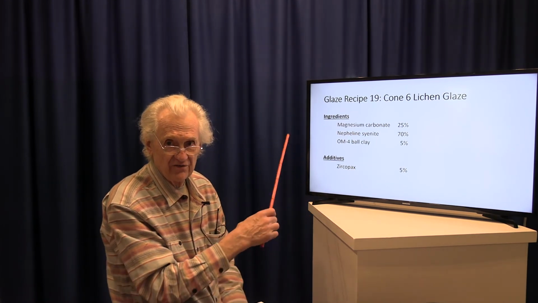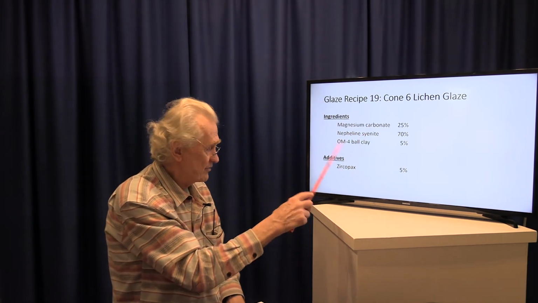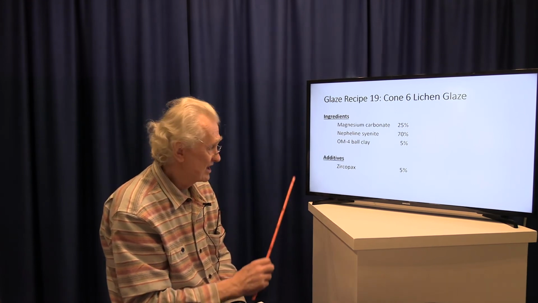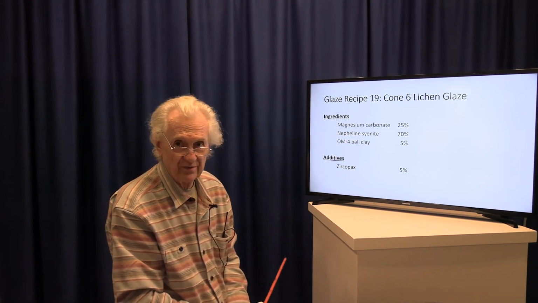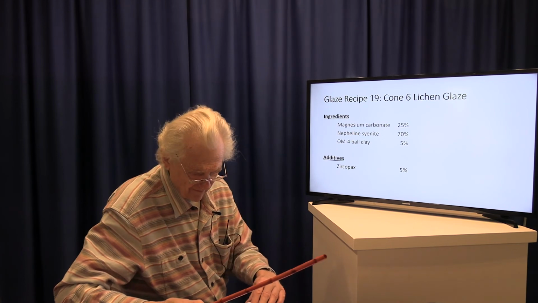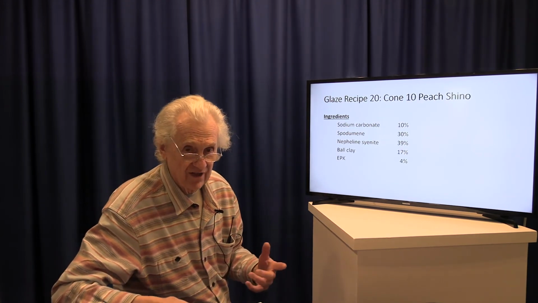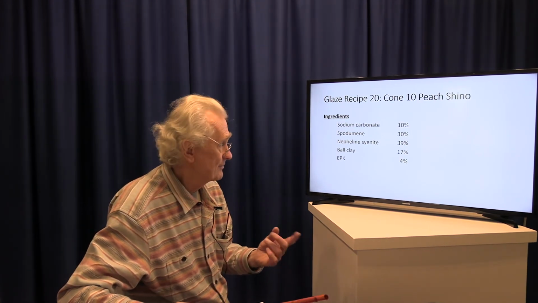This is the kind of thing where, if you're interested, it would be interesting to make it up with and without the zircon packs and see if you see any difference. I don't know whether the zircon packs would be necessary in this case. But that doesn't stop somebody from putting it there.